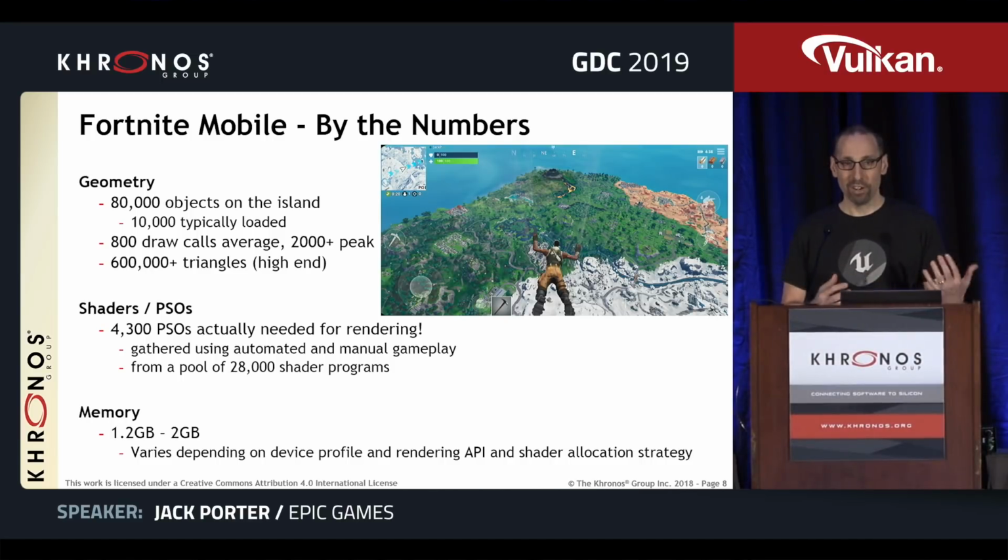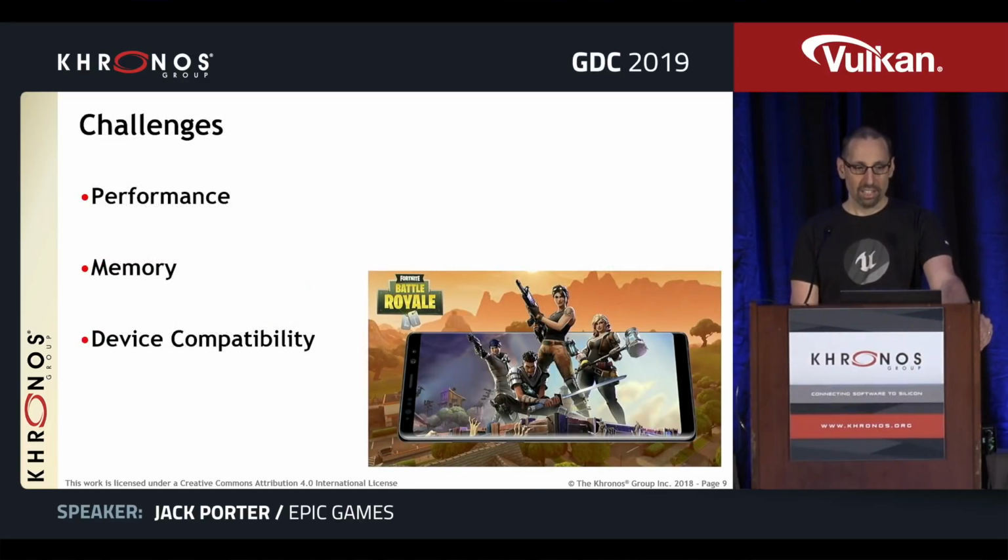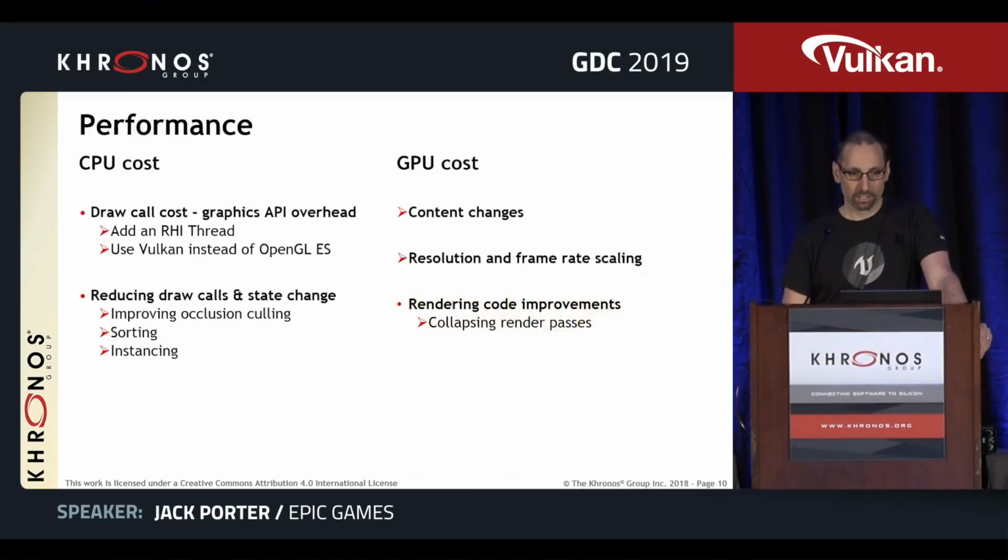Finally, memory is another big problem, and I'll talk about some of the areas we've had to work on that. So the main challenges are performance and memory, and then I'll talk about device compatibility, especially as it relates to Vulkan. On the performance front, we can divide it into the CPU and the GPU.